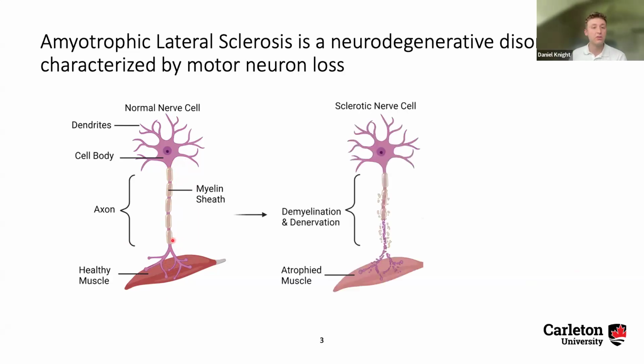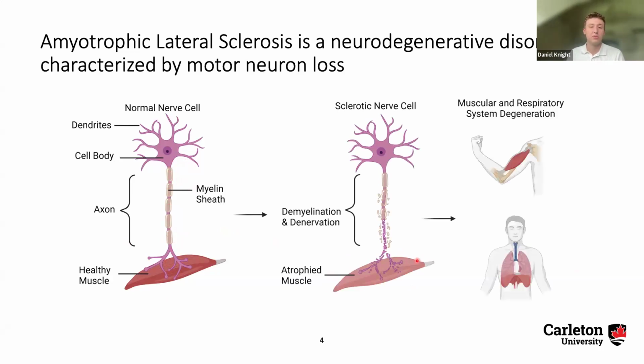And once sclerosis takes over, this myelin sheath begins to break down. And what ends up happening is the axon itself degrades, and you end up with this atrophied muscle, and eventually that muscle dies. And so, of course, this can start anywhere in the body, but you then run into problems when it hits your respiratory system and your circulatory system.